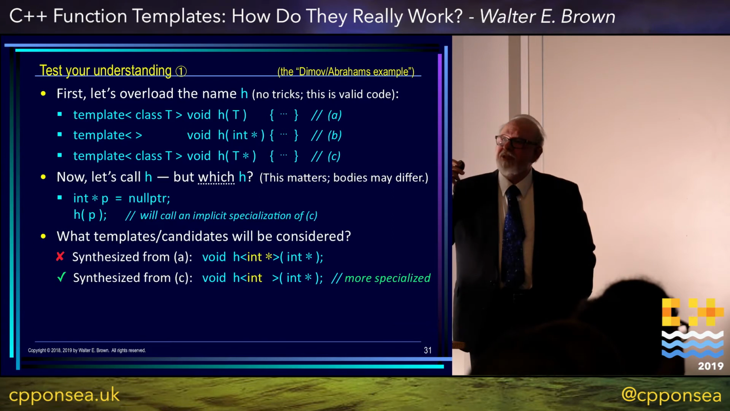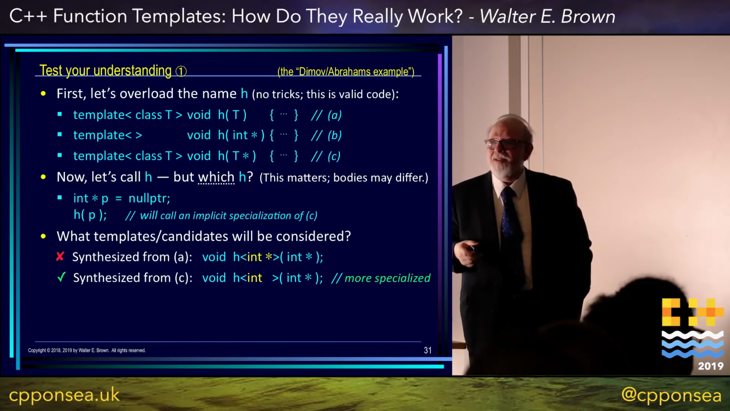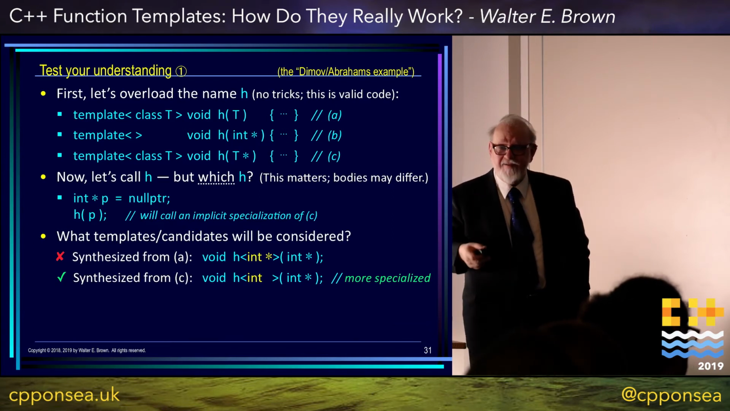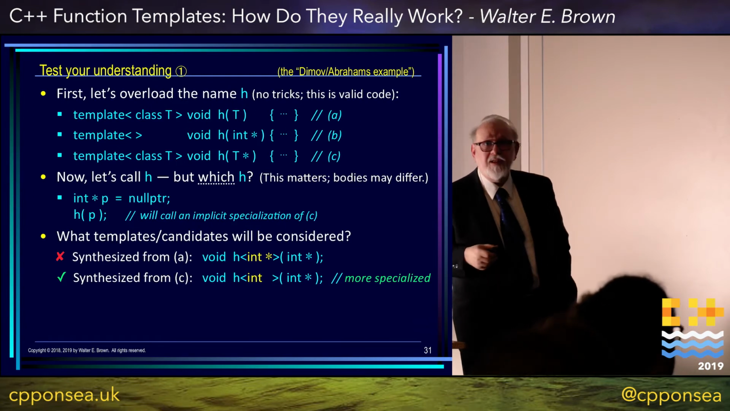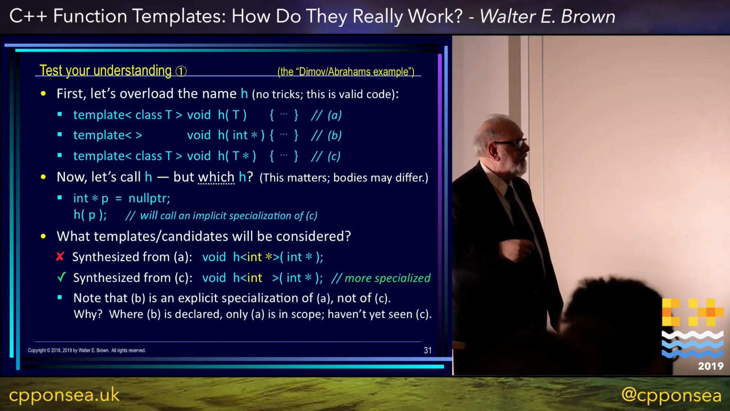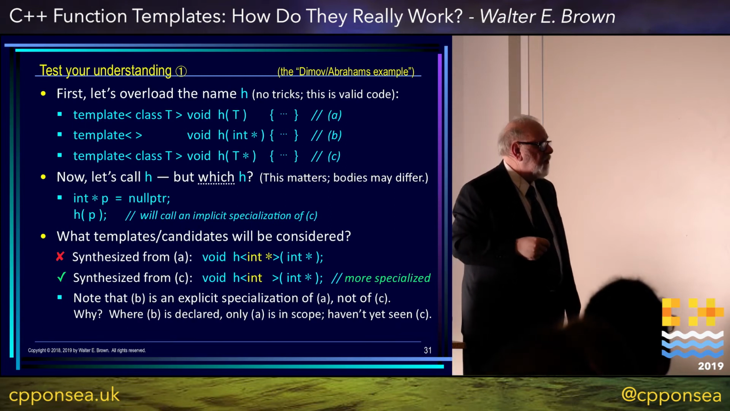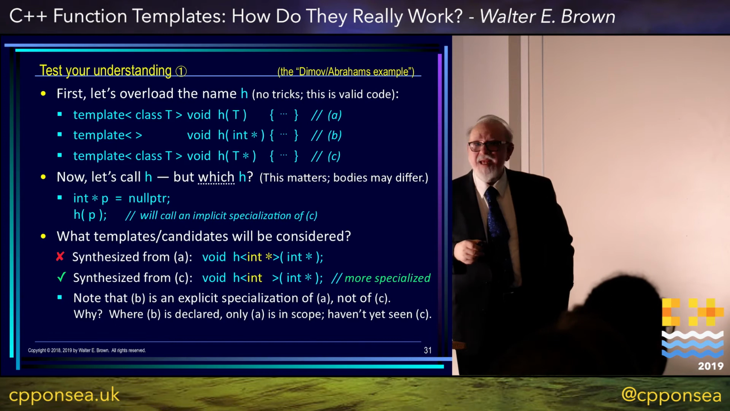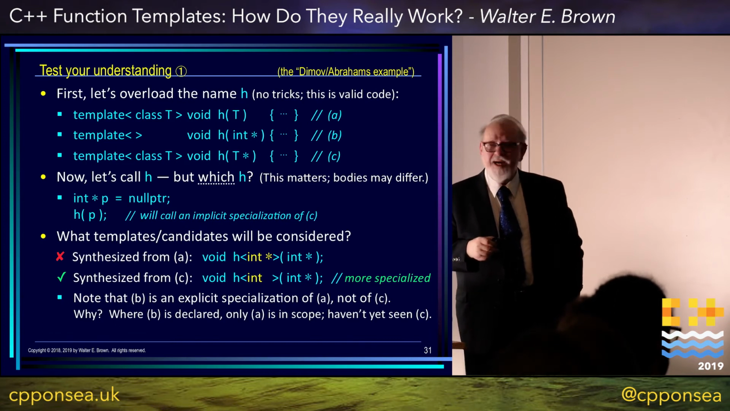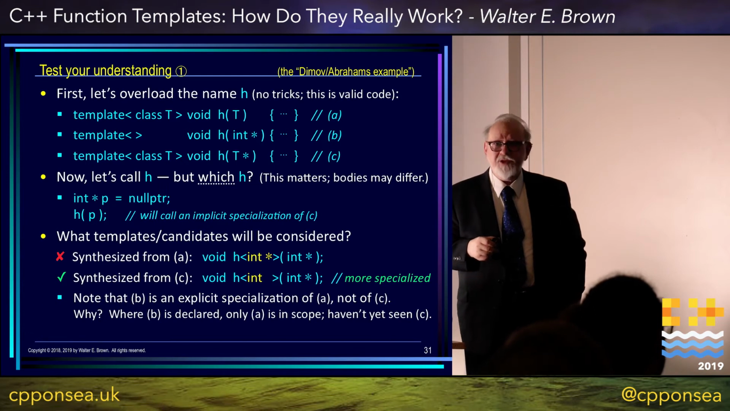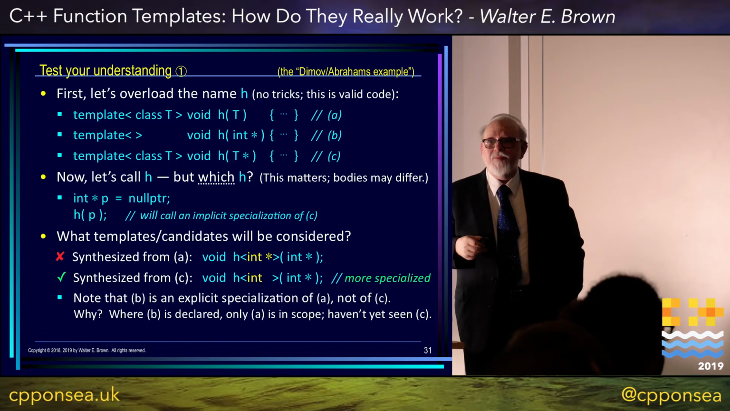But it's the candidate from C that wins. And so we actually have to have the compiler instantiate a function from C. Okay? Where B is declared, only A is in scope. C is not in scope. So B cannot possibly be a specialization of C. There's no look ahead. Okay?